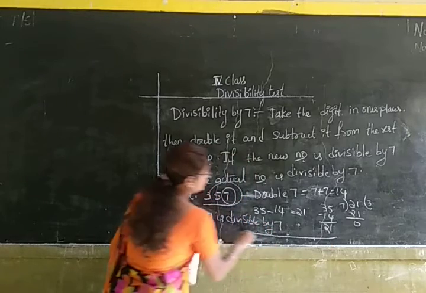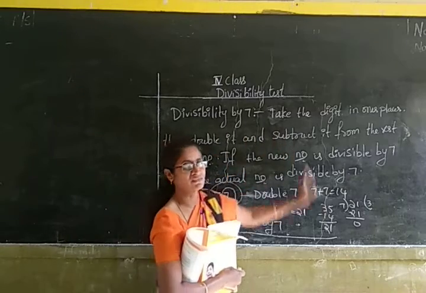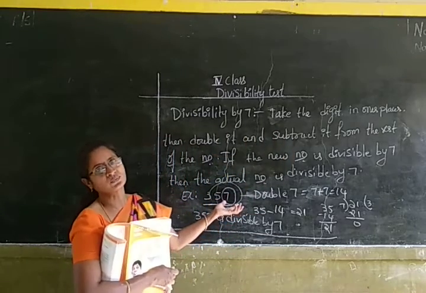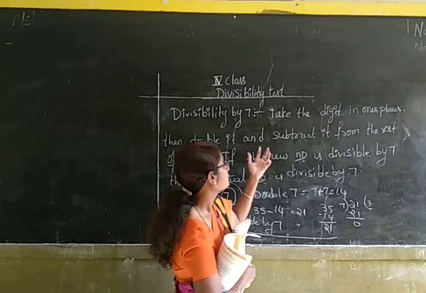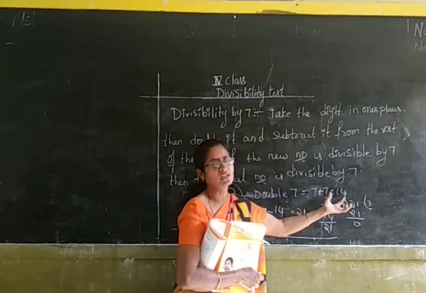Did you understand, children? So I am explaining once again. Take the digit in the ones place. Here the digit at the ones place is 7. Then what you have to do is double it. So I have doubled the 7, so it has become 14.